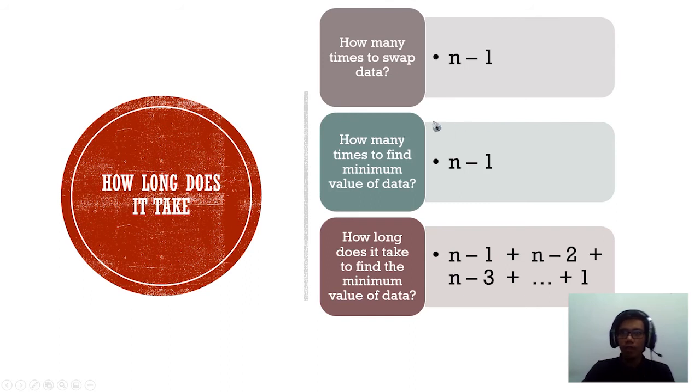Next, we have how many times to find the minimum value of data. It is also the same, n minus 1. Next, how long does it take to find the minimum value of data. For the first iteration or loop, it will be n minus 1, and the second loop will add n minus 2, plus n minus 3, and so on, and finally plus 1.